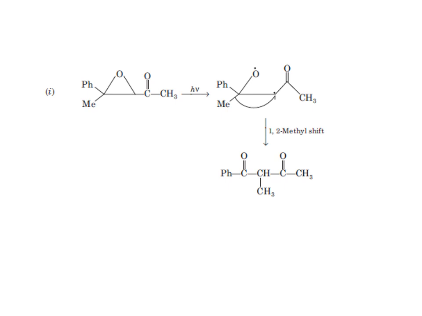This is the epoxy ketone derivative. If you give light, the oxy radical and another radical on the carbon atom are produced, followed by a 1,2 methyl shift, and we can produce this diketone derivative as the final product.